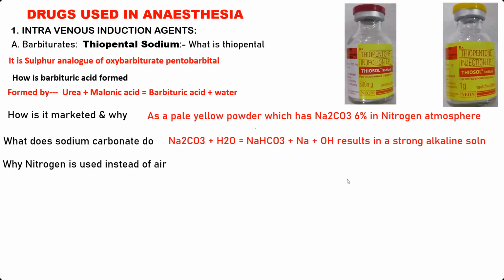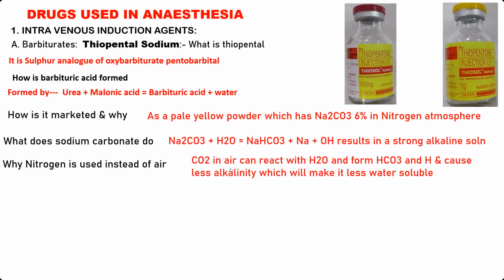Okay, a very highly alkaline solution, and that is the reason why it is marketed as a powder, because once you reconstitute it, alkaline solutions will not stay stable at room temperature for more than 24 hours. If you refrigerate it at 4 degrees centigrade, you can use it up to 1 week, 3 to 7 days. But if it is kept open at room atmospheric temperature, the potency will be lost. So that is the reason why all drugs which have an acidic or alkaline pH on reconstitution will be marketed as a powder for immediate reconstitution and use. And the reason for the nitrogen, as I already said, is that carbon dioxide in air will react with water to form bicarbonate and hydrogen ion and cause less alkalinity, which will make it less water soluble. So that is the reason why it is filled with nitrogen.